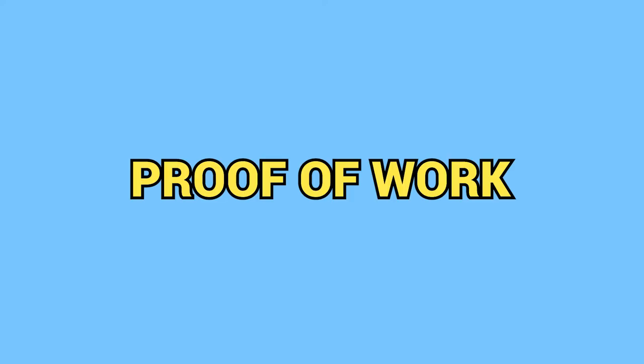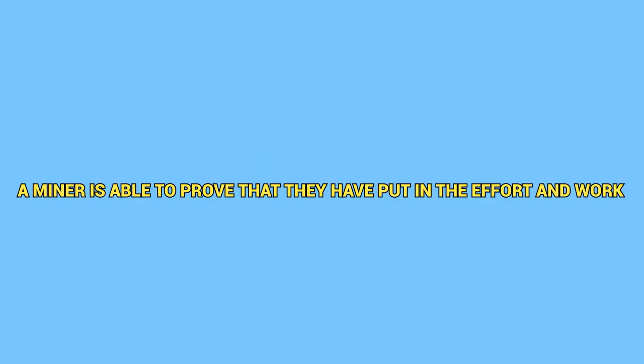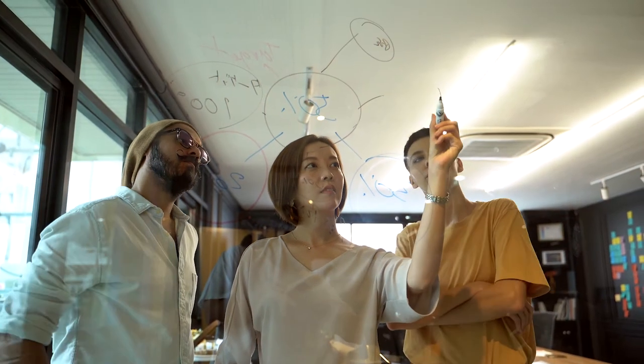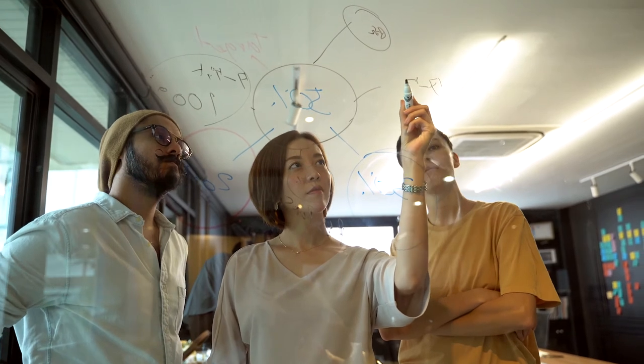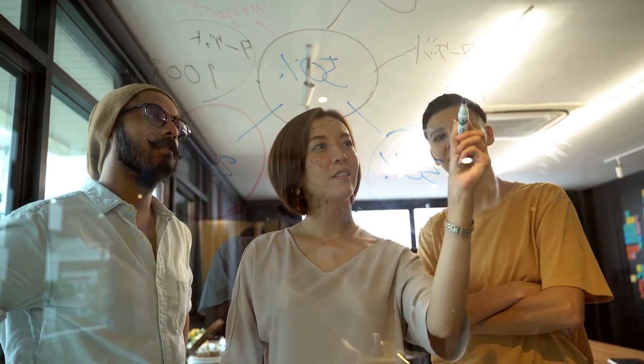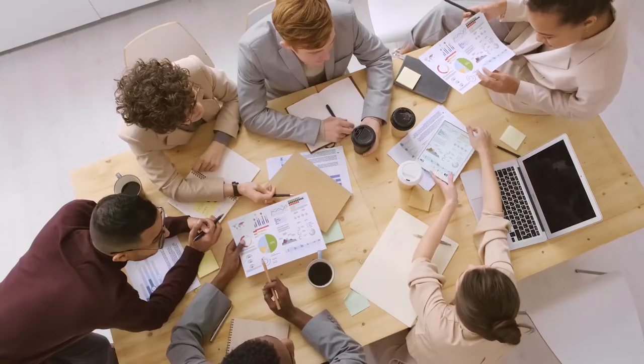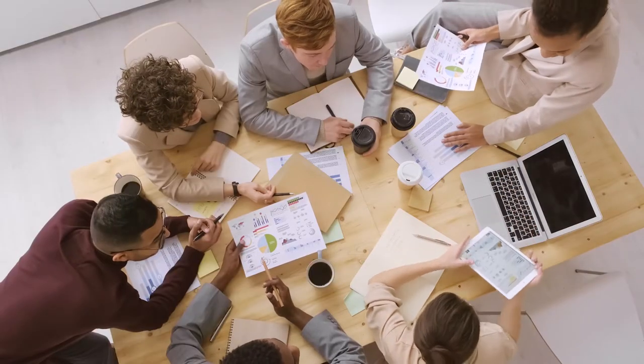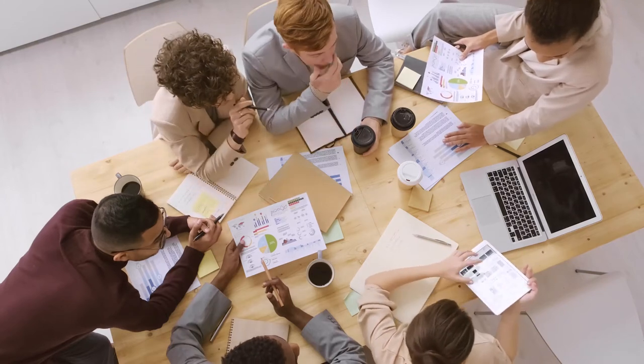The technical term associated with mining is proof of work. A miner is able to prove that they have put in the effort and work if they are able to display the right result of that mathematical question. This is only possible if they have used computing power to come up with the right solution. Since the goal of this competition is to decide and come to an agreement as to who gets to update the ledger among a group of people who have no idea about each other or any other foundation for working together, proof of work is referred to as a consensus mechanism.